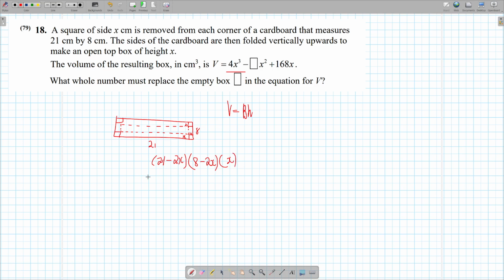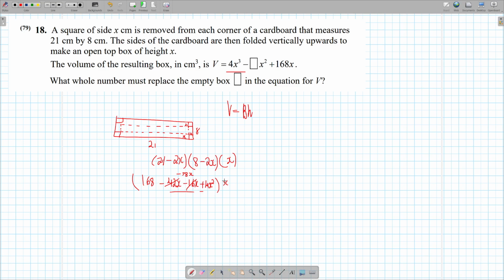But you just FOIL this, guys. You can do 21 times 8, that's 168. 21 times minus 2x is going to be minus 42x. Minus 2x times 8 is minus 16x. Minus 2x times minus 2x is plus 4x squared. And outside we have an x. Okay, 168. Let me simplify this. Make this minus 58x.